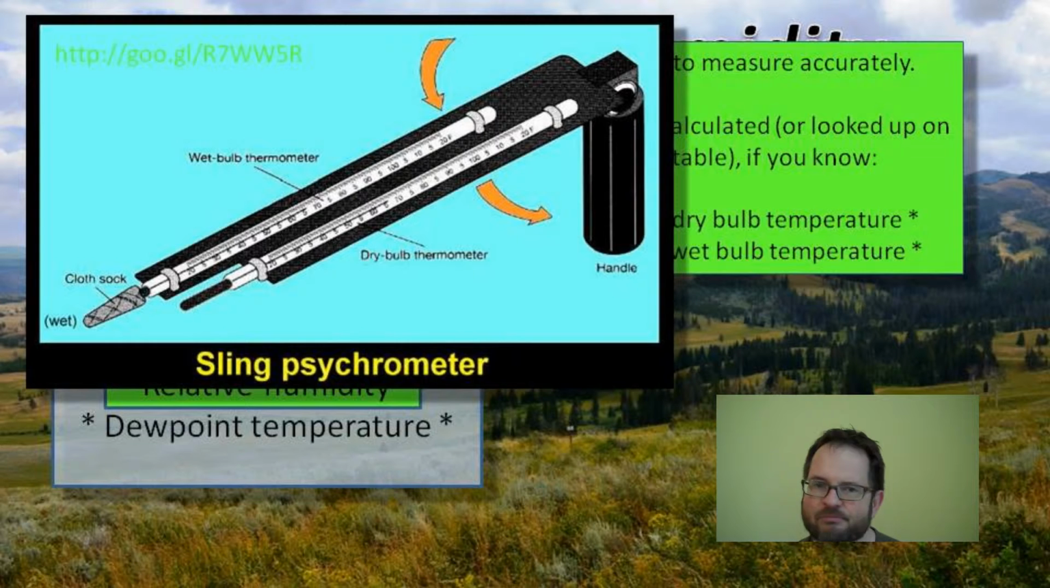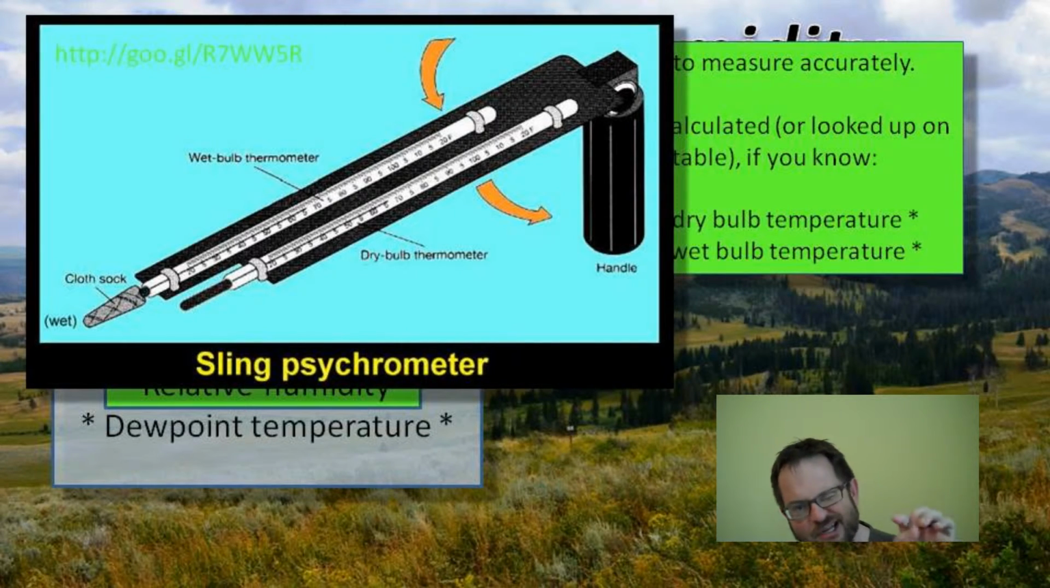One of the thermometers is just a very ordinary thermometer, which we're going to call the dry bulb thermometer. That little part down at the end of the thermometer that holds the mercury or the alcohol spirits or whatever, that is called the bulb. So the dry bulb is the one that doesn't have any water on it yet.